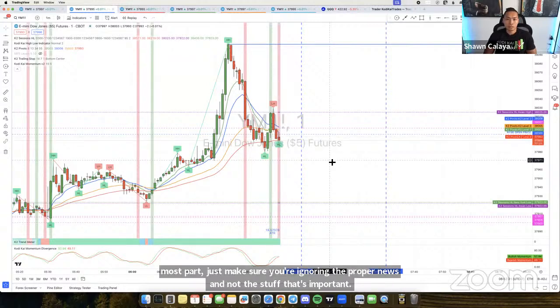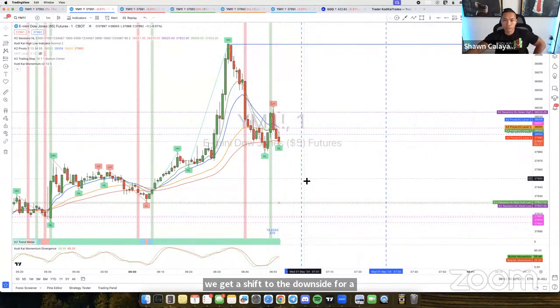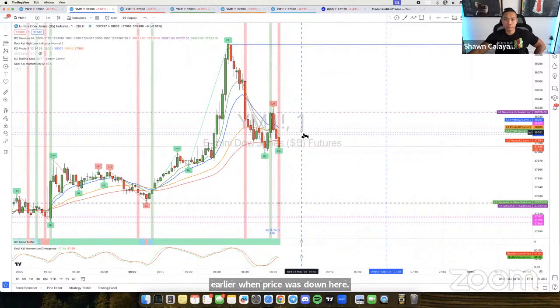All right, so we got price coming back down right here. If we get a shift to the downside for a bearish trend, that's fine. It's kind of doing what we expected. I said earlier when price was down here that price will probably consolidate a little bit until we get to the 7 o'clock news, and that's what's happening here. It's in a bit of a range. It's not necessarily what I would call consolidation because it's actually moving up and down.